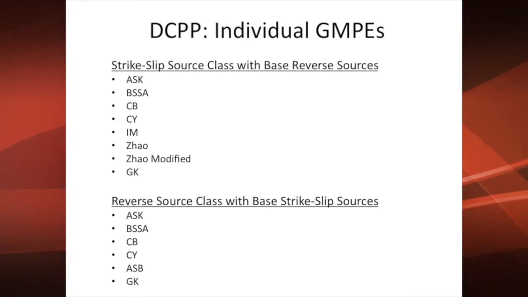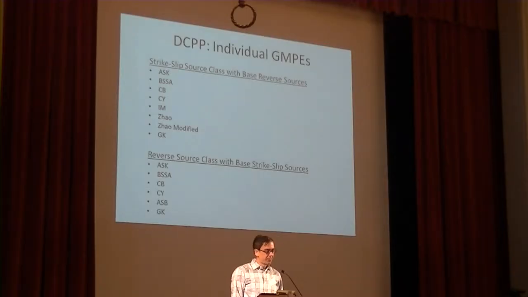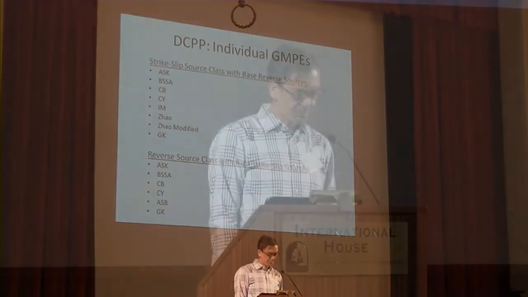When we go to the reverse cases, there are some models that we didn't feel would be carried forward, for one reason or another. So you can see we've dropped down to 4 NGA West 2 models, the ASB model, and the Grazier and Kalkin model. So this is the first of several of these plots that I'm going to be showing.